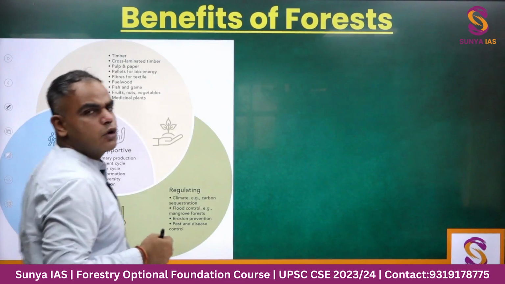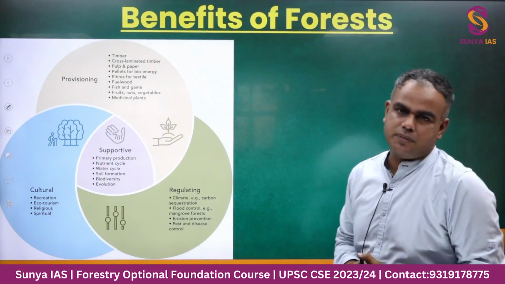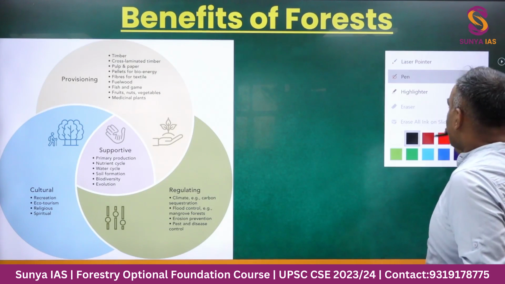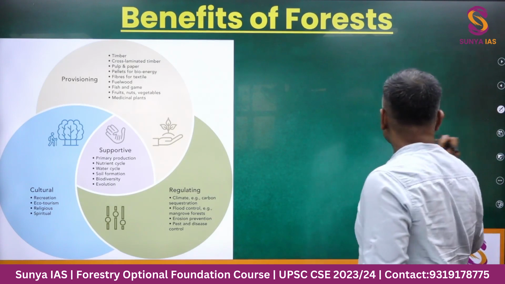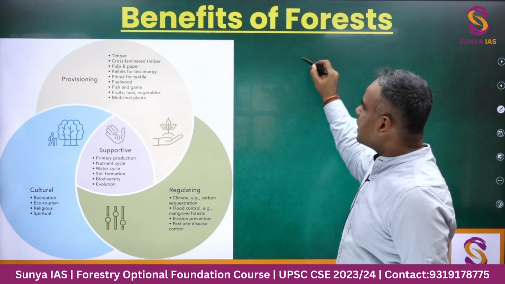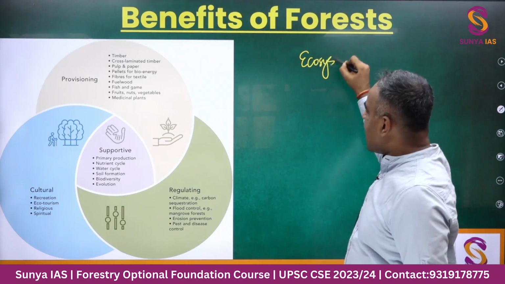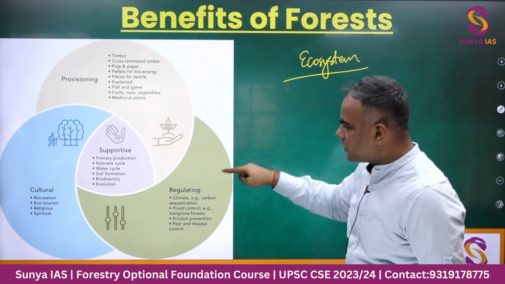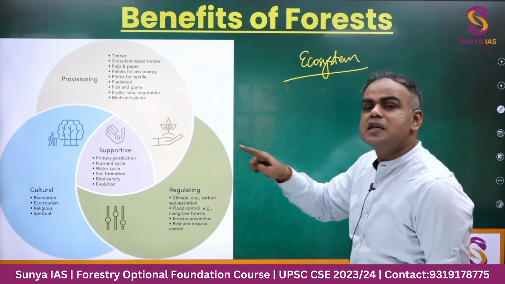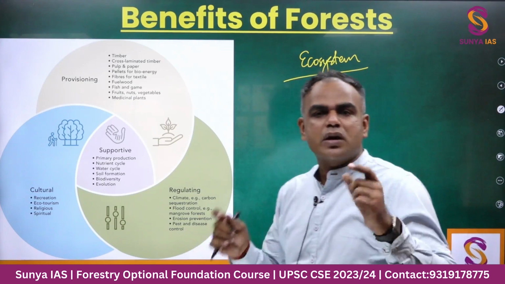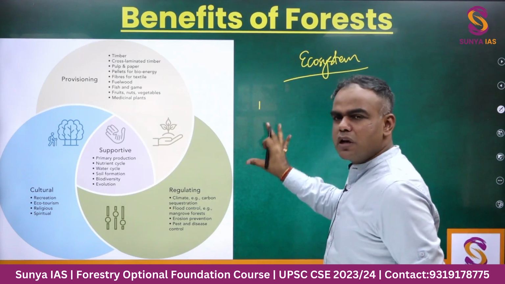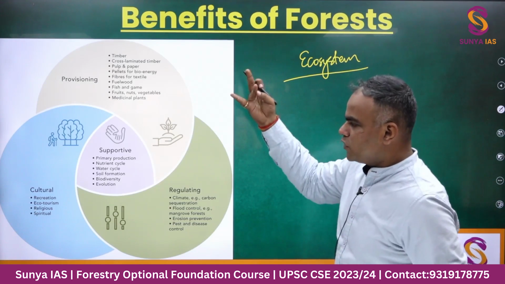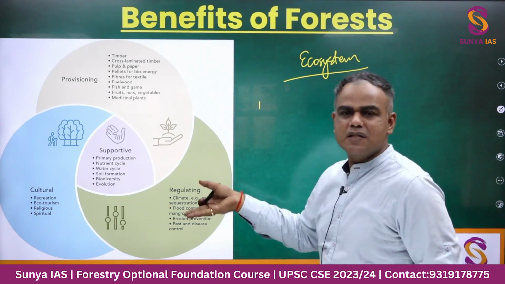Now we go to the second part, that is benefits of a forest. Benefits of a forest is the same as benefits of an ecosystem. In your basic environment, you know that any ecosystem provides 4 services: provisioning services, regulating services, cultural services, and supportive services. If you get a question, what are the benefits of a forest? Some of you may write 1, 2, 3, 4, 5, 6, but it is better if you write them under 4 headings: provisioning, supportive, cultural, and regulating. I'll tell you what this means.